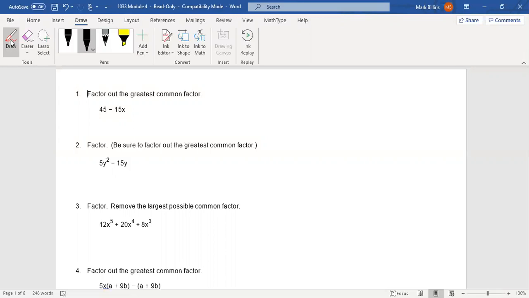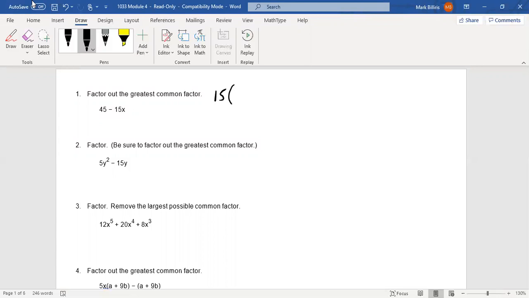So this first problem says factor out the greatest common factor of 45 and 15x. So what we're looking for is the largest number that divides into both 45 and 15. So we know that 45 can be divided by 15, and 15, of course, can be divided by 15. So that's our greatest common factor. Only one of the terms has an x, so x would not be a part of our greatest common factor. So what we'll do is, we've decided our greatest common factor was 15. So we'll take whatever our greatest common factor is and place it on the outside of parentheses.